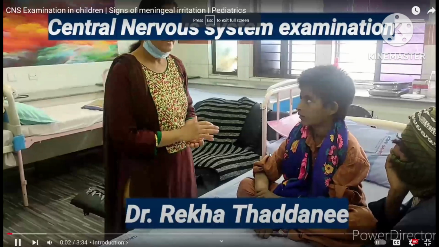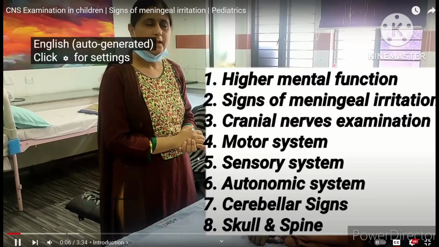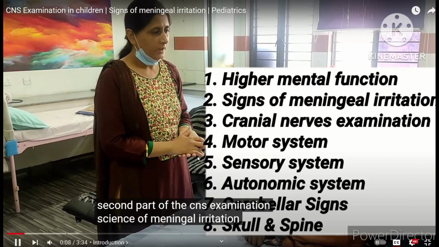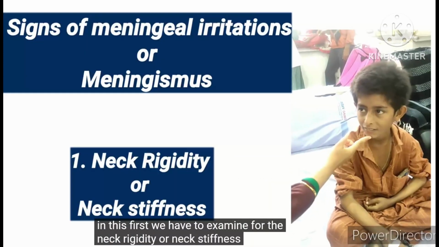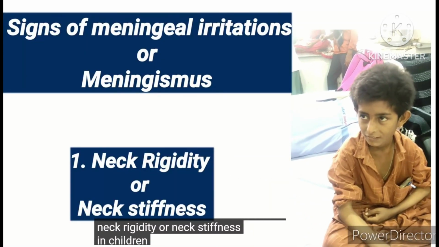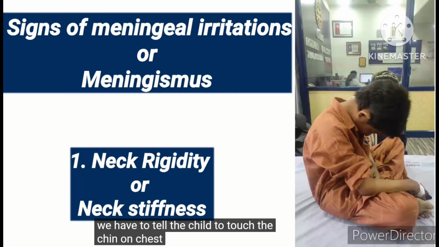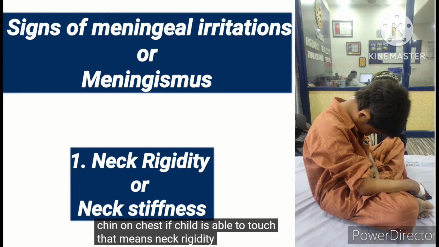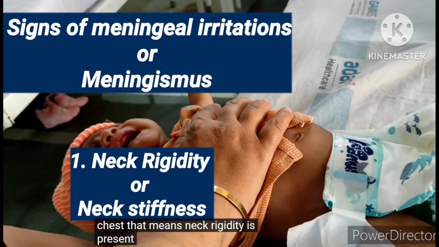Hello everyone, today in this video I will perform the second part of the CNS examination, signs of meningeal irritation. In this, first we have to examine for the neck rigidity or neck stiffness. In children, we have to tell the child to touch the chin to the chest. If the child is able to touch, that means neck rigidity is absent. If the child is not able to touch the chin to the chest, that means neck rigidity is present.